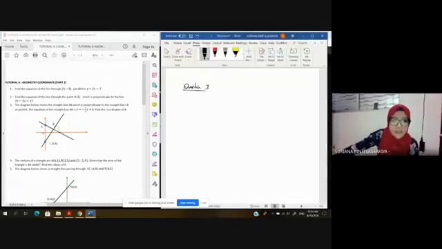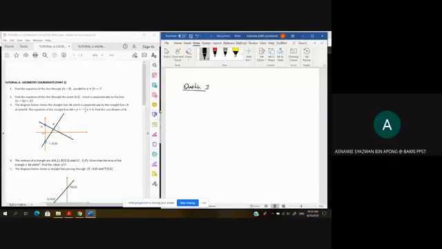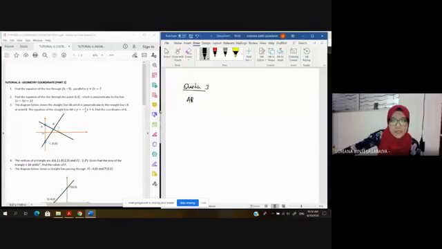Question number 3. Here there is actually a mistake: point C is (0, -6), not positive 6, because it is on the y-axis below. So it should be (0, -6). The equation of AB is given as y equals -1/2 x plus 4. The gradient of AB we denote as M1, so M1 is -1/2. Since AB is perpendicular to CB, we can find the gradient of CB.